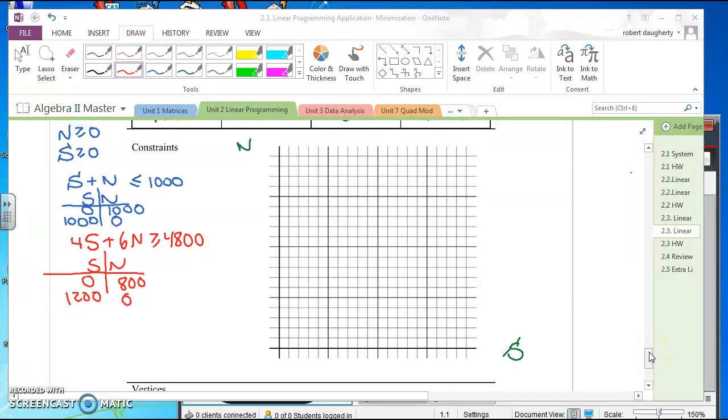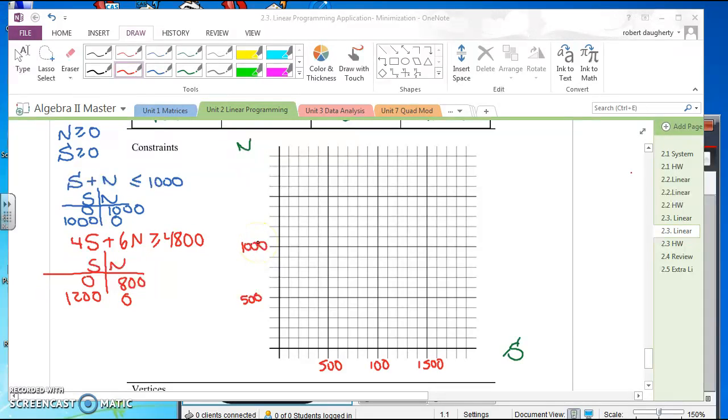I need to get out to 1200, so I'm just going to do it this way. I'm going to say that's 500, that's 1000, and that's 1500. And I'll do the same thing. This is 500, 1000. That should be as far as I need to go.